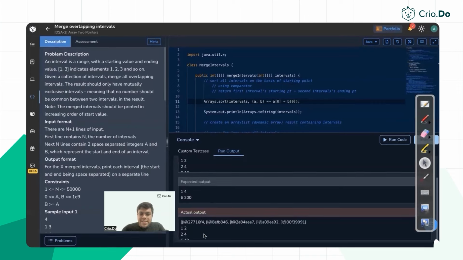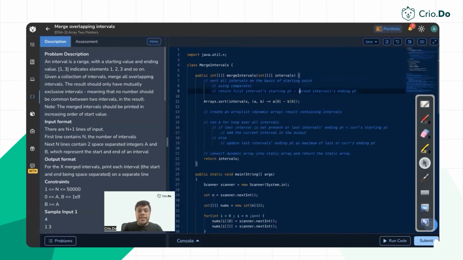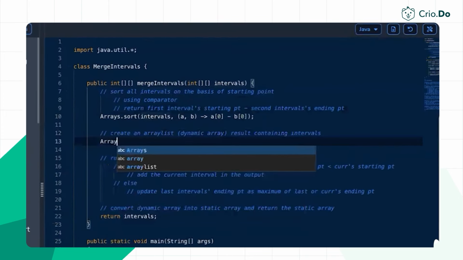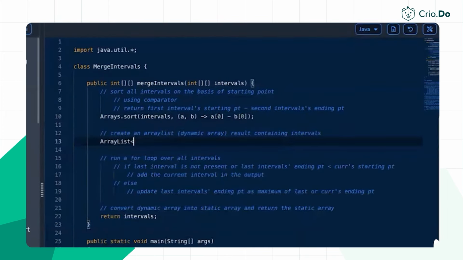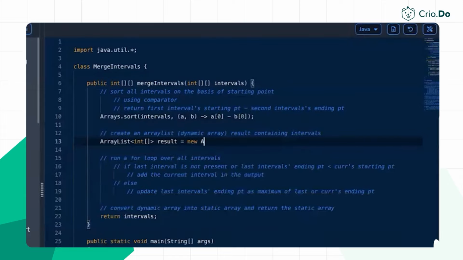So as you can see, the objects are getting printed. Actually, we have to print all the intervals, not the objects, but we can assume that all the intervals are now sorted correctly. Once all the intervals are sorted, what do we need to do? We need to create a dynamic array. ArrayList is a dynamic array in Java, here an ArrayList of 1D arrays. Each 1D array will be an interval having two elements. Let's call this resultant, initialized with an empty ArrayList.